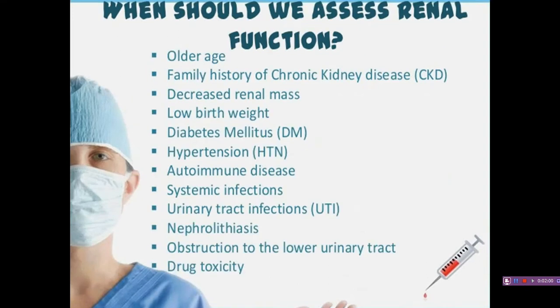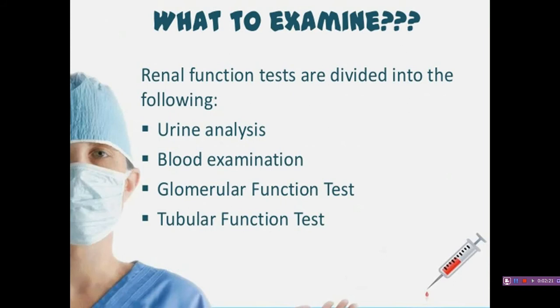When should we perform it? Older age, family history of chronic kidney disease, decreased renal mass, low birth weight, diabetes mellitus, hypertension, autoimmune disease, systemic infection, urinary tract infection, nephrolithiasis, obstruction to lower urinary tract, and drug toxicity. What do we examine? We examine urine analysis, blood examination, glomerular function test, and tubular function test.